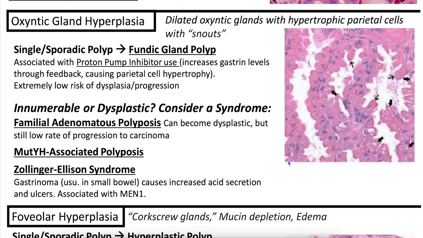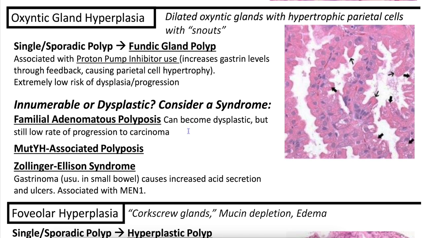Oxyntic gland hyperplasia. You'll see these dilated oxyntic glands with hypertrophic parietal cells with snouts, as you can see here. It kind of reminds me of apocrine metaplasia of the breast, so to speak. But anyway, going back to the stomach, oxyntic gland hyperplasia, you can see these in your single sporadic polyp or in the fundus gland polyp. It's associated with PPI use. Mechanistically, it's because of increased gastrin levels through feedback causing parietal cell hypertrophy.